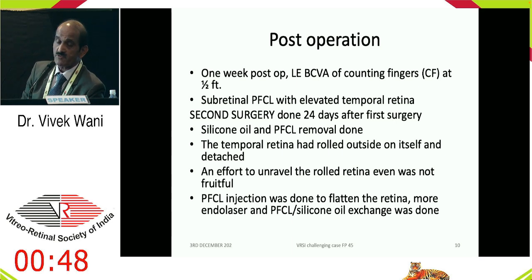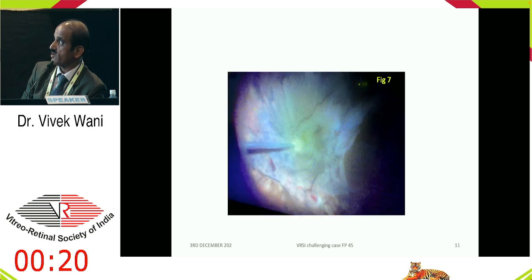One week post-op, her visual acuity had improved to counting fingers half foot. There was subretinal PFCL temporarily and the retina was detached there. So she agreed for another surgery 24 days after the first surgery. Silicone oil and PFCL were removed. The temporal retina had rolled out on itself and it was contracted. We tried to remove the membranes and we did bimanual also. It was fruitless. We could only do partial justice. A PFCL injection was done, more laser was done, and PFCL silicone oil exchange was done.